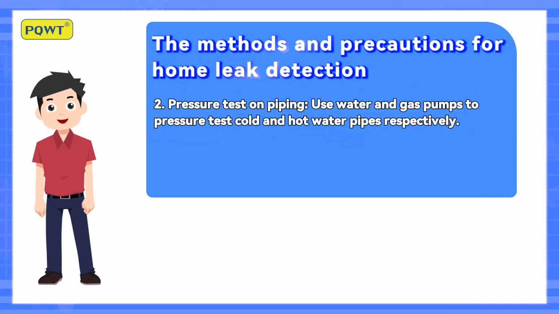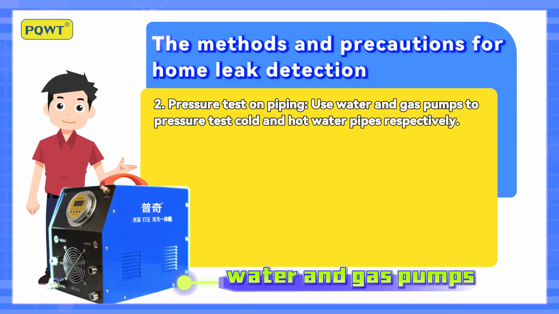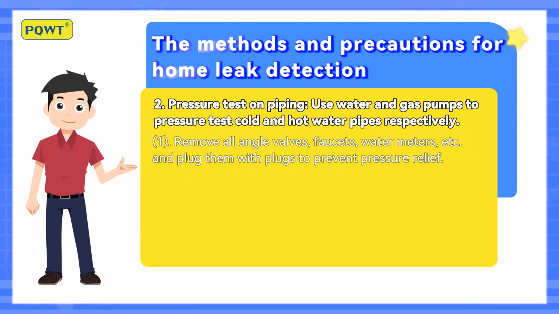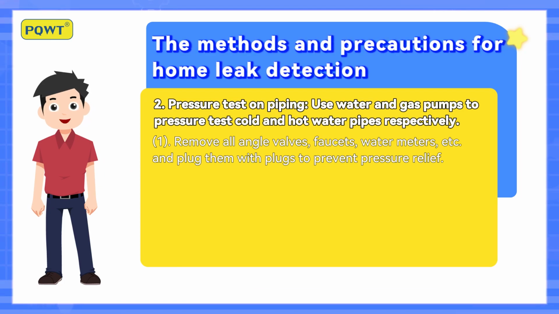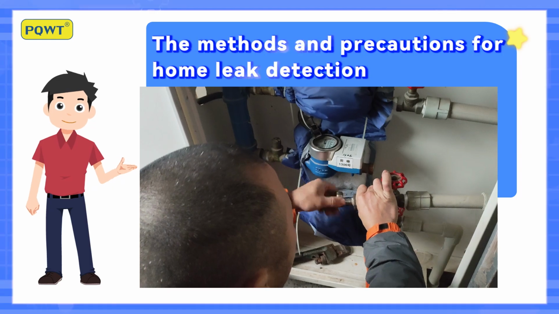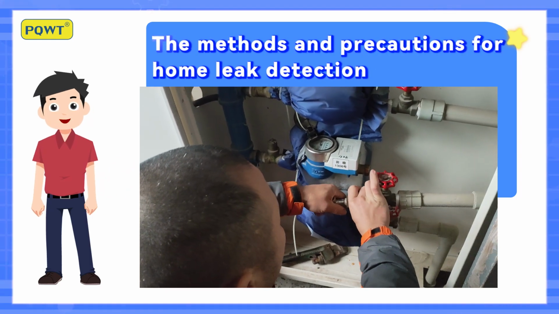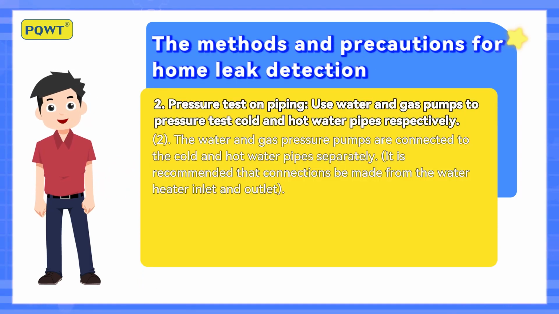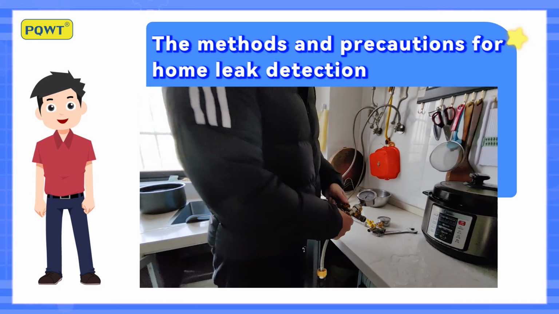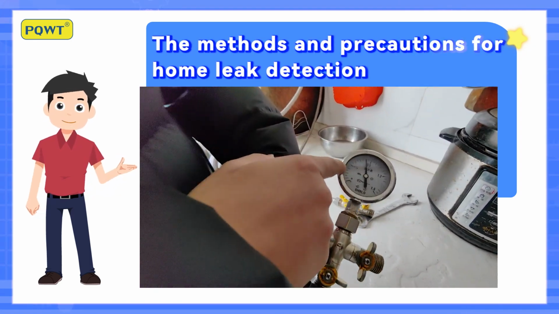2. Pressure test on piping. Use water and gas pumps to pressure test cold and hot water pipes respectively. 1. Remove all angle valves, faucets, water meters, etc., and plug them with plugs to prevent pressure relief. 2. The water and gas pressure pumps are connected to the cold and hot water pipes separately. It is recommended that connections be made from the water heater inlet and outlet.